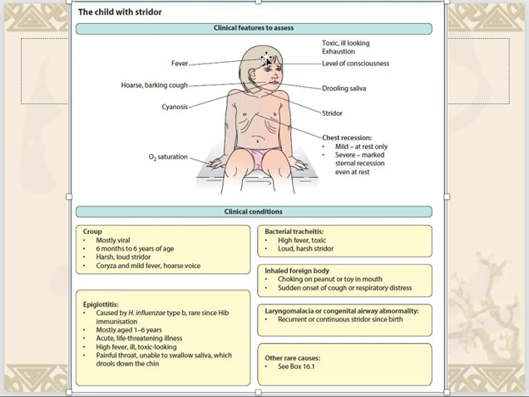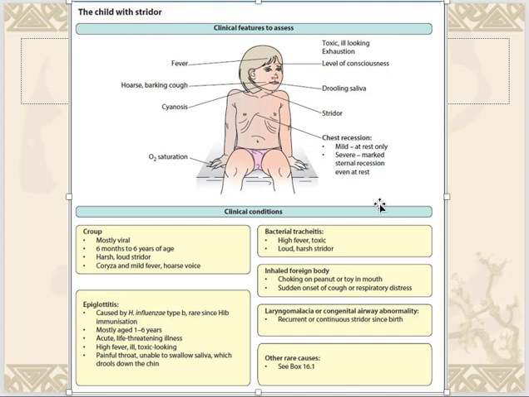remember 4 Ds. One D is drooling, second D is dysphagia, third D is dysphonia. So you eat and you speak from the same place, right? And fourth D is distress. So remember, drooling of saliva, dysphagia, dysphonia, and the one who is looking in distress. And you will find that the child will be having a loud stridor, and the child most of the time will be in a tripod position. Tripod position, like the tripod on which we fix the cameras.